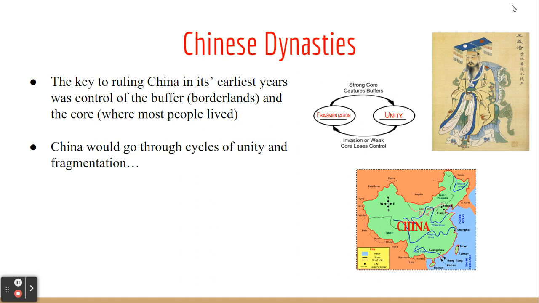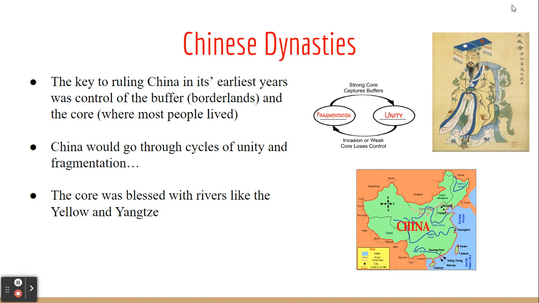China went through all kinds of cycles of unity and fragmentation, coming together and being organized, and then falling apart, going to war with each other, coming together, being organized, falling apart, going to war with each other, in kind of a circle you can see in that picture over there on the right, and kind of a vicious circle that never really stopped. It was the same thing on repeat over and over.